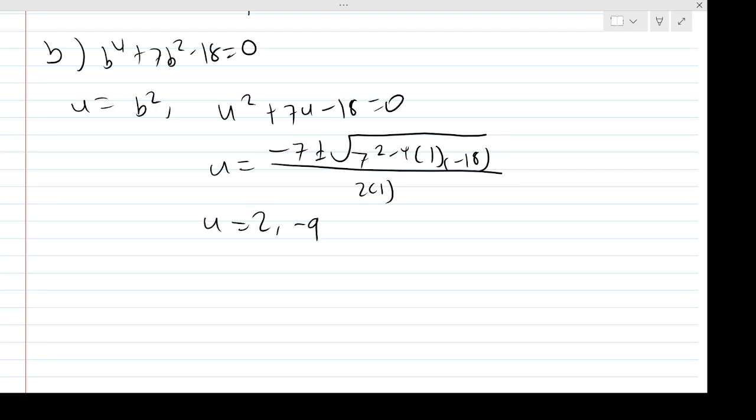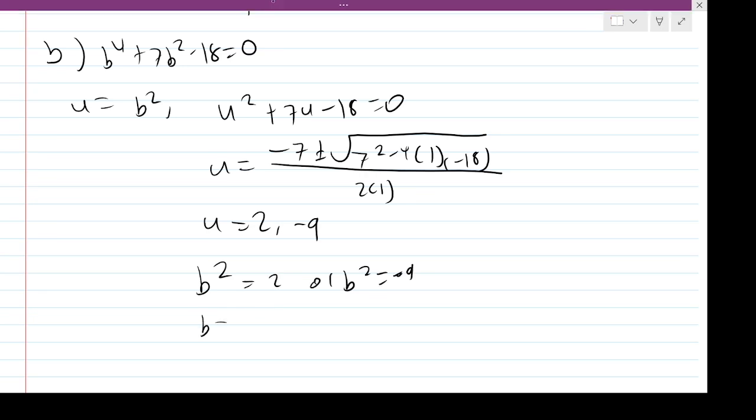Okay, but then that's u, so then b squared to get to b. So b squared is 2, or b squared is minus 9. Well, b squared is 2, so b is plus or minus root 2. And b squared is minus 9, we can't root a negative, so it has no solutions. So overall, b is root 2, or b is minus root 2.